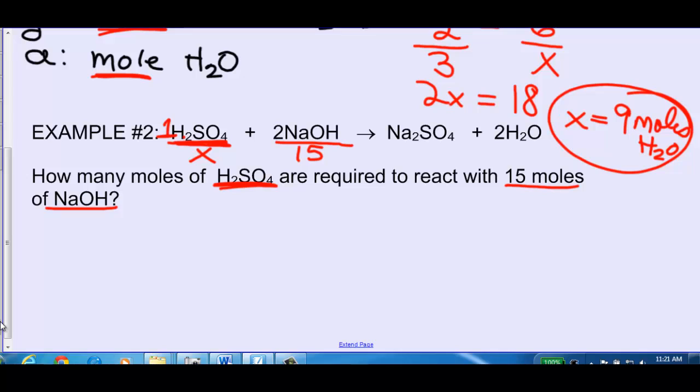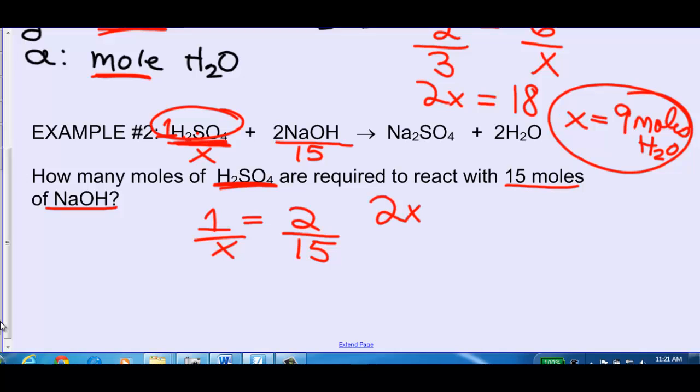So we have our proportion set up now. According to the equation, for every 1 mole of H2SO4, I will need 2 moles of NaOH. But the question says, hey, you want to react 15 moles of NaOH. So how much H2SO4 is that, right? 1 over X equals 2 over 15. Then you cross multiply 2x equals 15 and solve for x. X would be 7.5 moles of H2SO4.